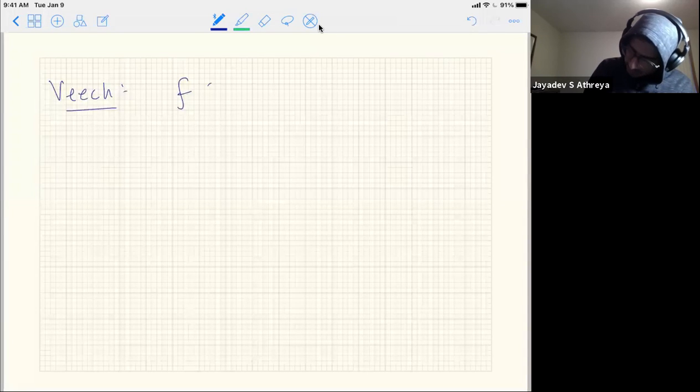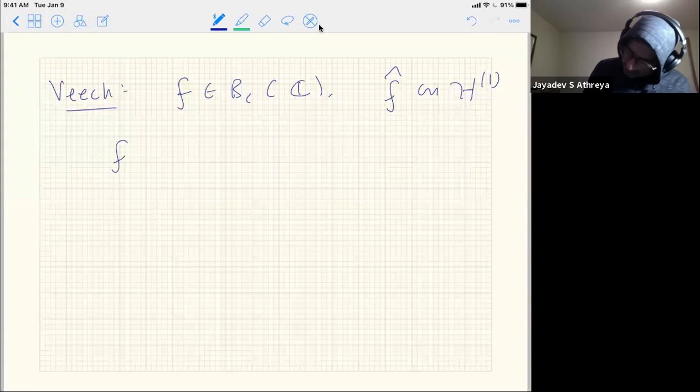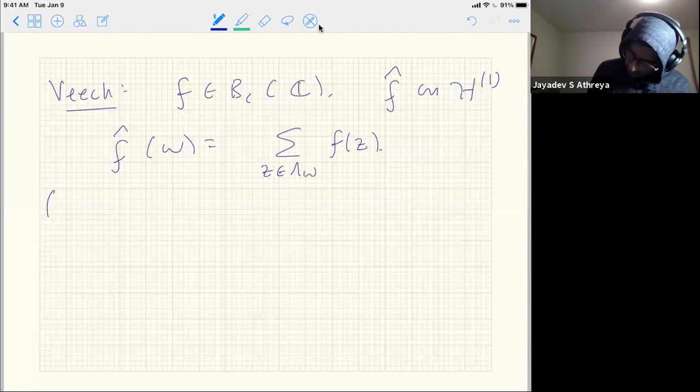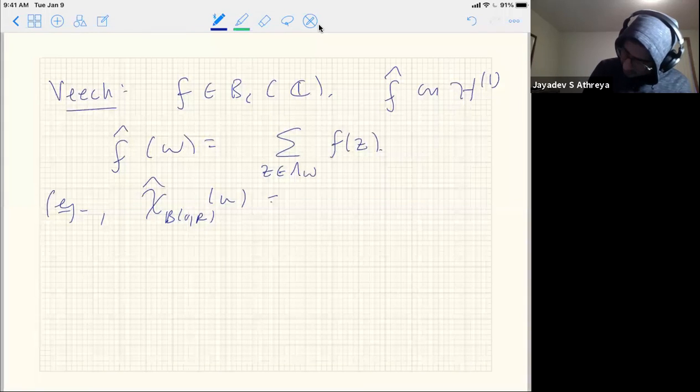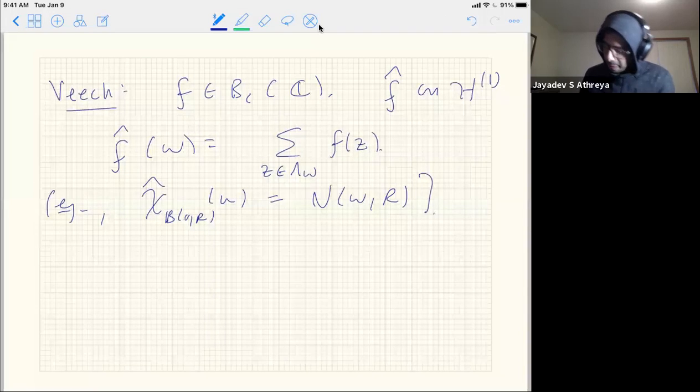So if we start with a bounded compactly supported function on C, we define f hat on H, but really we're going to think about it on H1 as f hat of omega is the summation over Z in lambda omega of f of Z. So, for example, if I take the indicator function of the ball of radius r, then f hat at omega is exactly the counting problem I cared about, counting saddle connections.